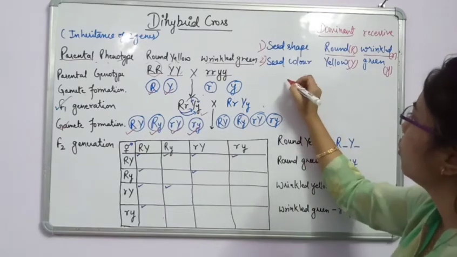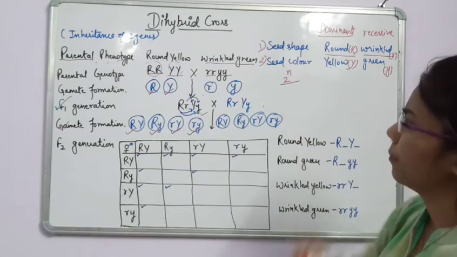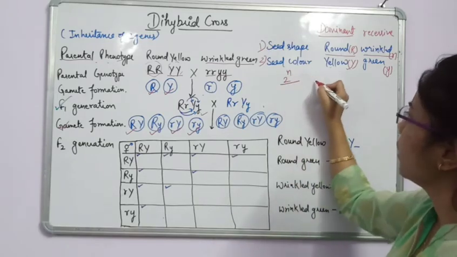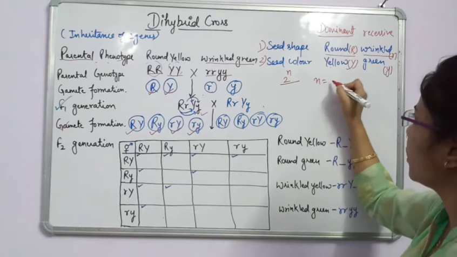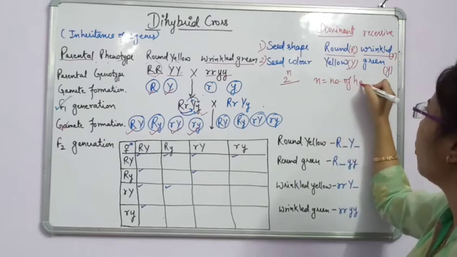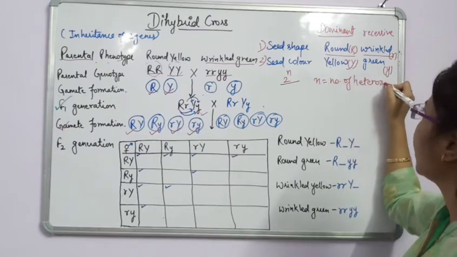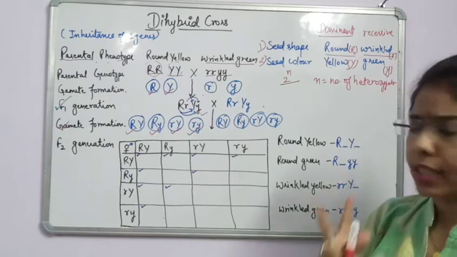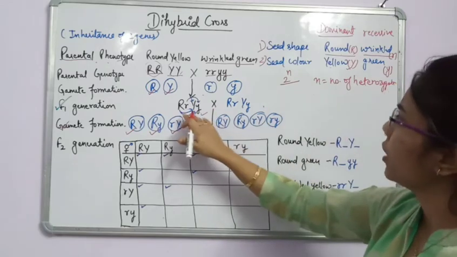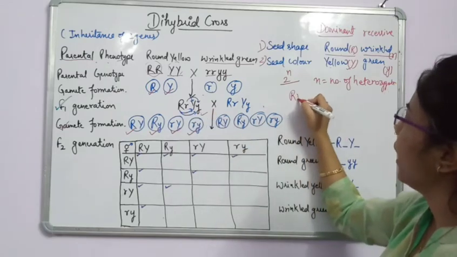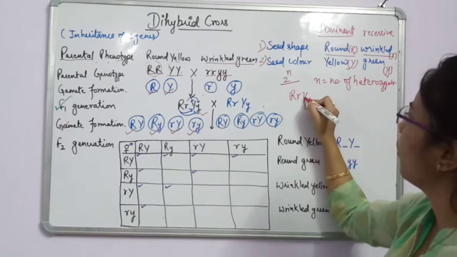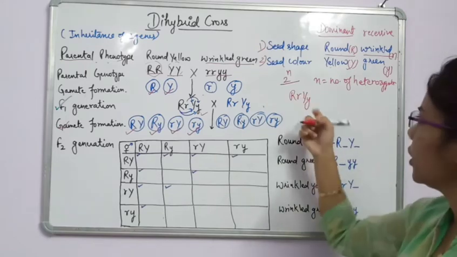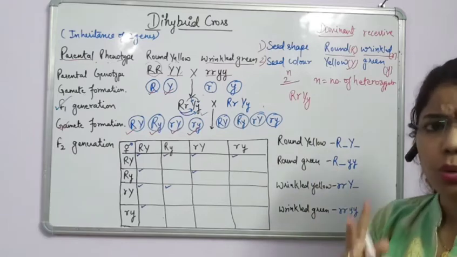Fine. Now I will show you one formula. What is it? 2 raised to the power of n. So n denotes what? It denotes the number of heterozygotes. And what is a heterozygote? Those which are different. For example, if you see here, R, small r, capital Y, small y. What you are watching here is that we are having 2 heterozygotes.